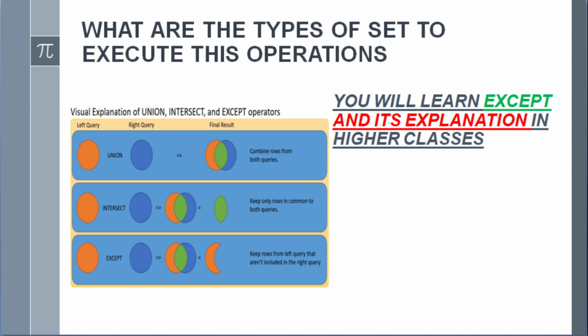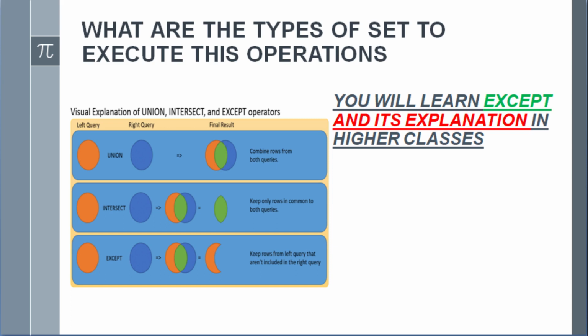Now what is the except? We learn the except in higher classes, but still we are giving you a bit of explanation. Except means the difference of sets. Suppose the orange colored set we consider as A and the blue colored set we consider as B. Whenever we do A minus B, we get the answer as only the orange part.